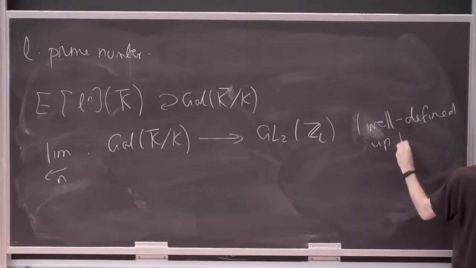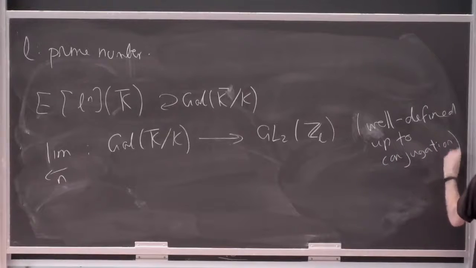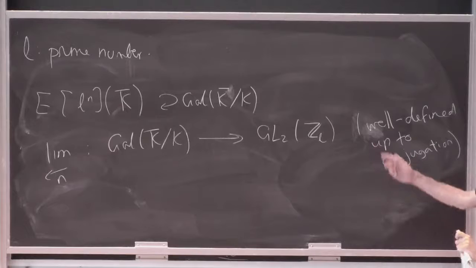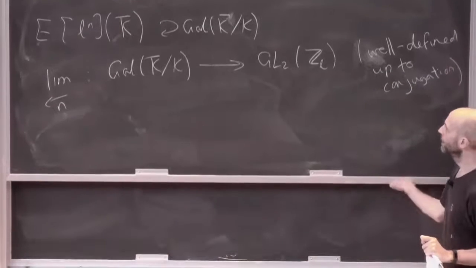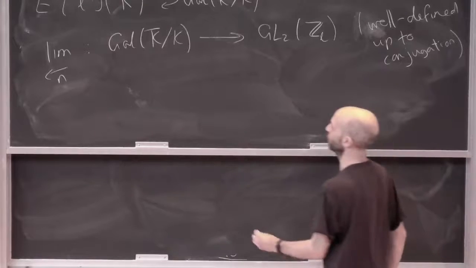Up to conjugation. But I mean, that's life, right? Everything's only defined up to conjugation. The Galois group's only defined up to conjugation. So there's some limit, and that's called the Tate module of E, right?